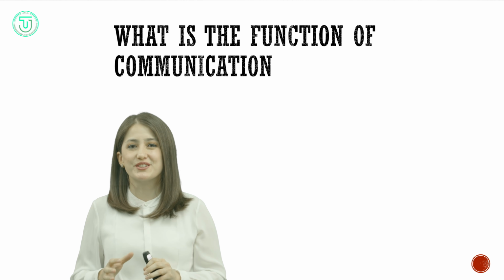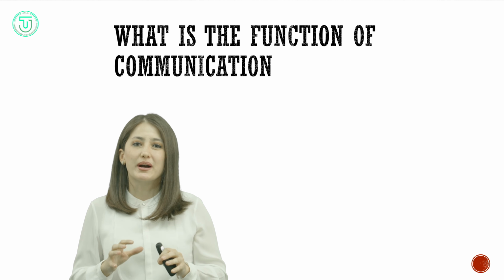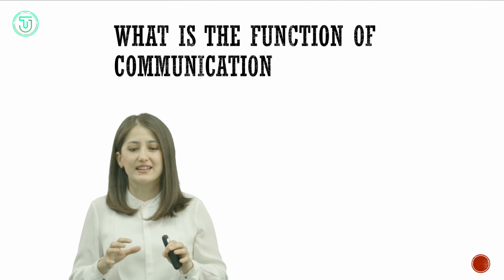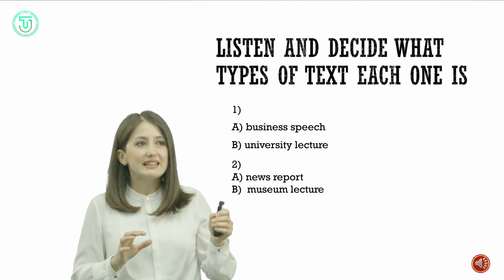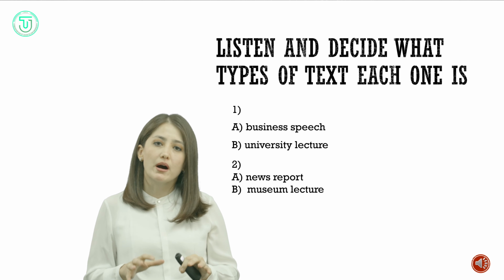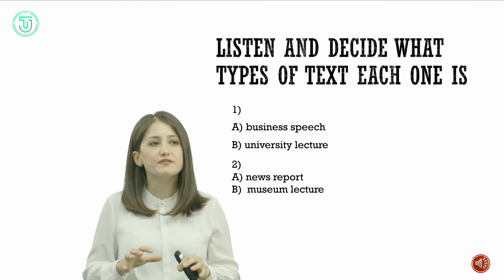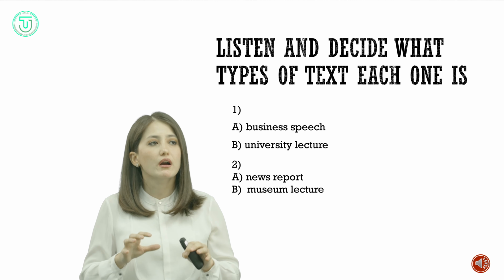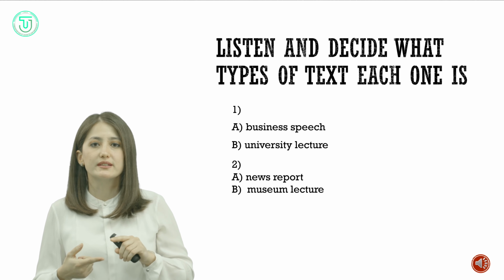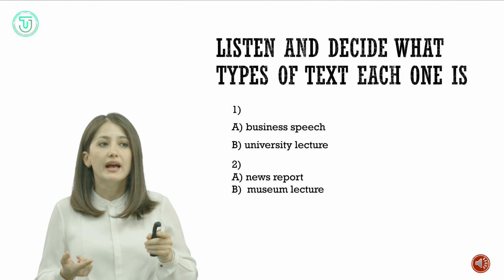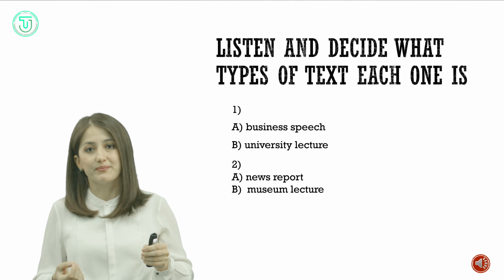So I hope this information was sort of clear. And now, in order to understand it a bit better, let's have our practical part, where we will listen to a number of monologues and you will have to decide what type of text each monologue is. So first, here we have some options. You will listen to audio monologue number one, and then you will have to identify whether the A or B answer is the right one. Okay, let's listen.